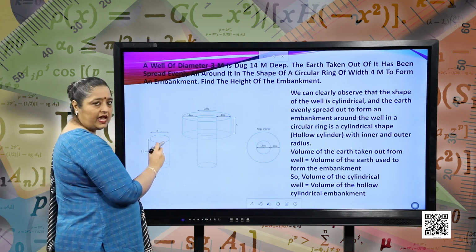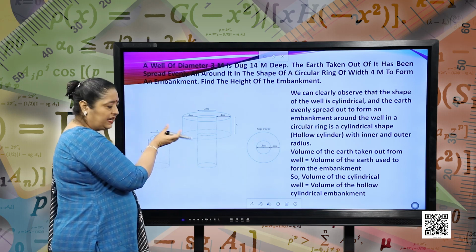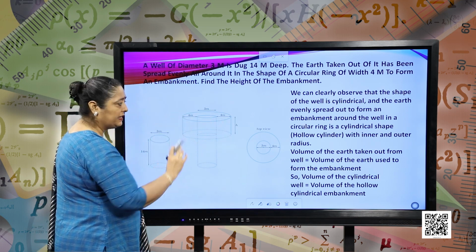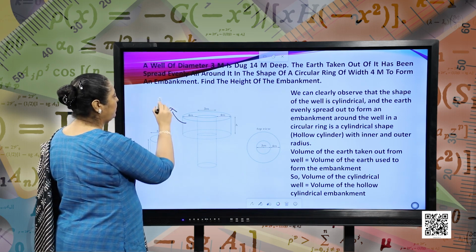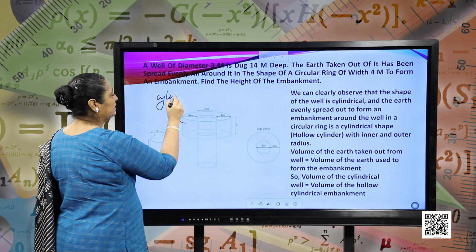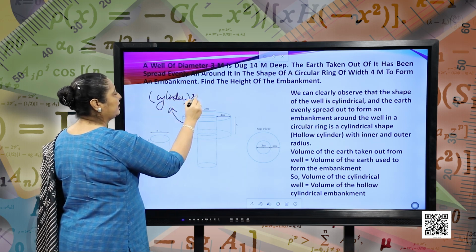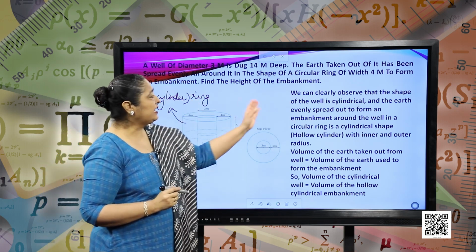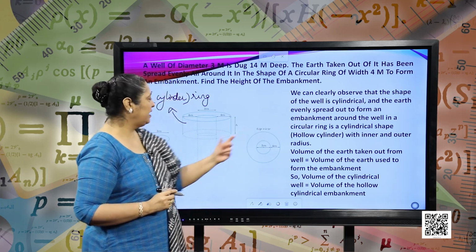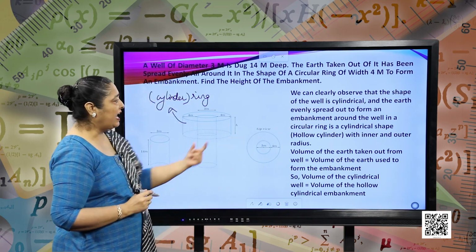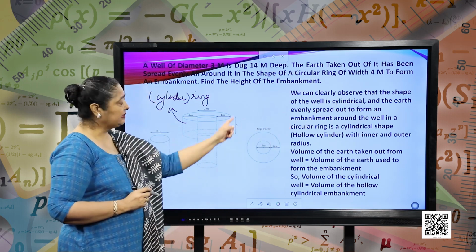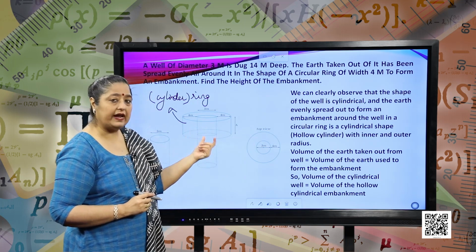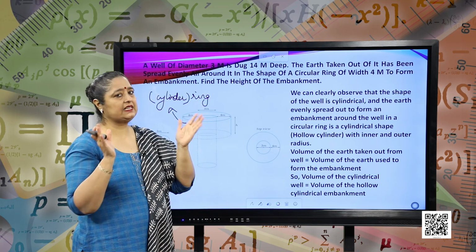This is a well and we take out mud from it and spread it around the well to form an embankment. This embankment is of the shape of a cylinder, or we can say a ring, wherein we have an inner radius as well as the outer radius. We can clearly observe that the shape of the well is cylindrical and the earth evenly spread out to form the embankment around the well is like a circular ring, wherein we have the inner radius as well as the outer radius.